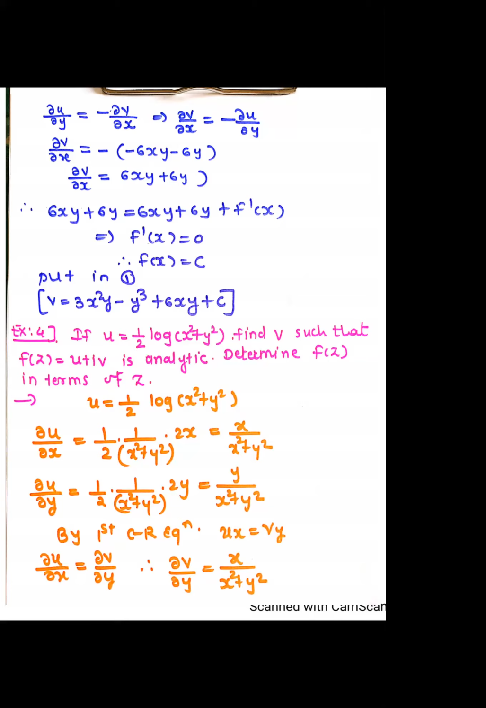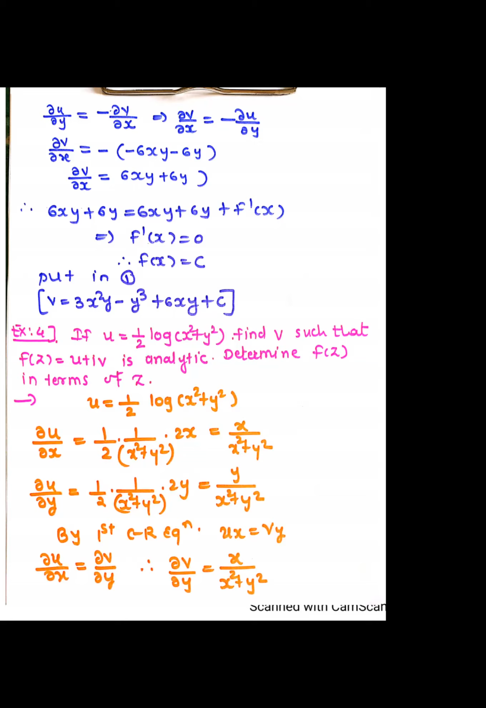Okay, so this x square plus y square, we are treating as x. Again its derivative is the 2x, so this 2 will get cancelled and it is x upon x square plus y square. In the similar way, differentiate that u with respect to y. With respect to y, derivative 1 by 2 as it is. Derivative of log of x square plus y square means 1 upon x square plus y square into 2y. Again this 2 will cancel, so what is remaining here? y upon x square plus y square.